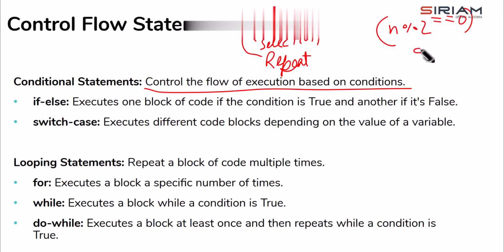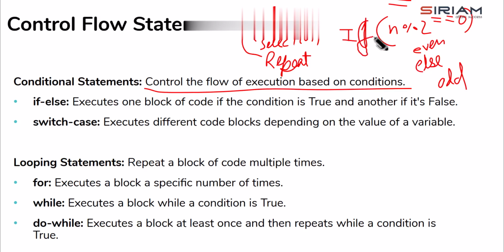Else, what happens? If it is not true, if the remainder after dividing by 2 is not 0, what do we say? We say that this number is odd, right? So what will happen? The program is flowing. Let's suppose some lines of code come before here, and then suddenly it says that if the number entered by the user modulo 2 is 0, then print even, else print odd.